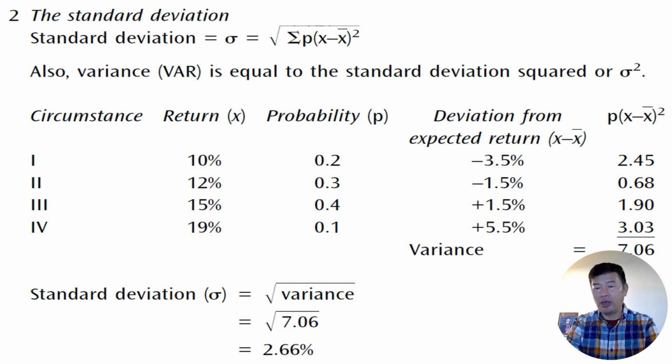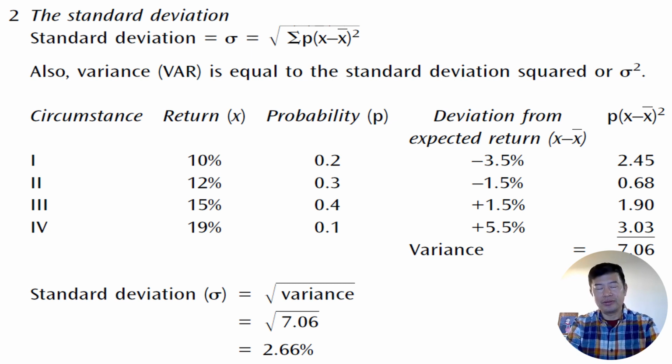This is the probability here, okay, 1, 2, 3, 4, and x minus x bar. X bar is an expected or mean. You take x minus x bar and square, or summation of probability multiplied by x minus x bar square, and square root, and then you get a standard deviation, a portfolio standard deviation, a risk.